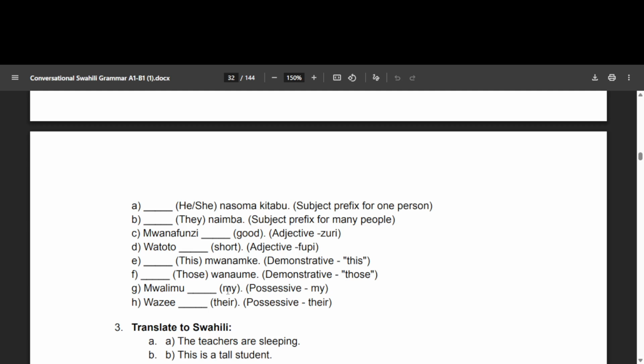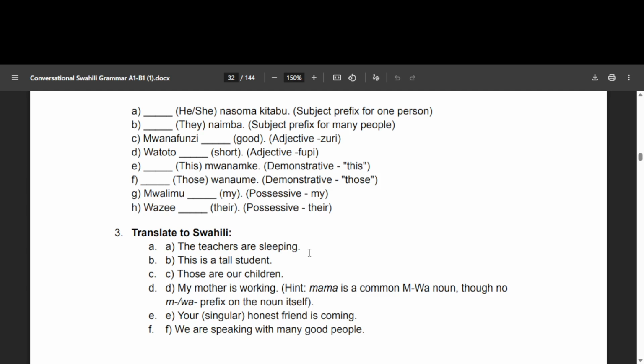Three, translate to Swahili. The teachers are sleeping. Translate, please. This is a tall student. Those are our children. My mother is working. Hint, mother is a common M-WA noun, though no M-WA prefix on the noun itself. E, your, singular. Your honest friend is coming. F, we are speaking with many people. Translate this into Swahili.